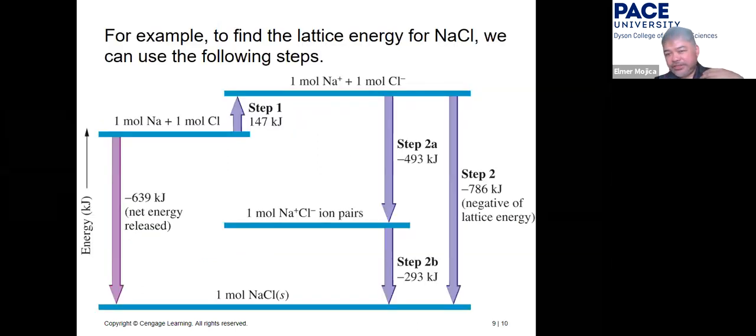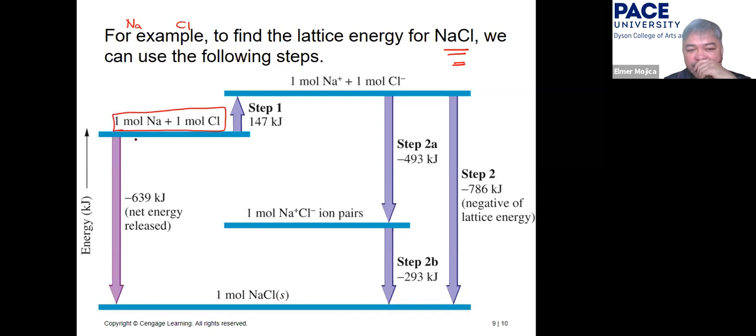So just to show you how an ionic compound forms, we're going to use your NaCl. That's the most common, overused example of an ionic compound. So what do you need in the NaCl? You need sodium metal and chlorine. Okay. Now they found out, when they have 1 mole of Na and 1 mole of chlorine, it's going to release negative 639 kilojoules of energy to form 1 mole of NaCl.